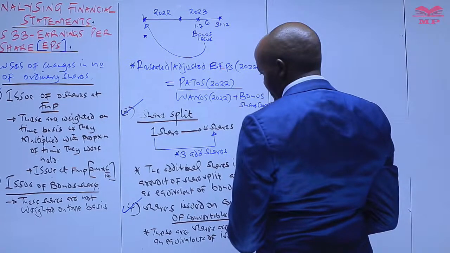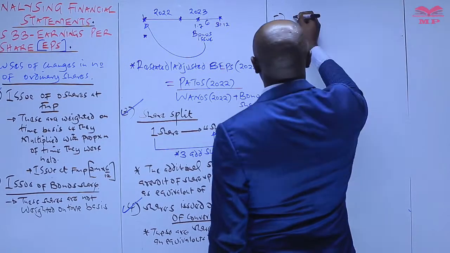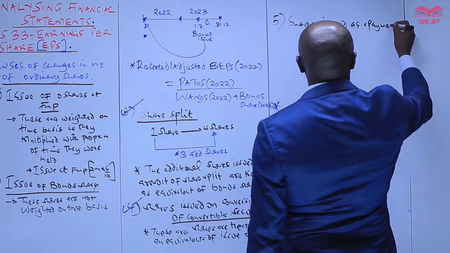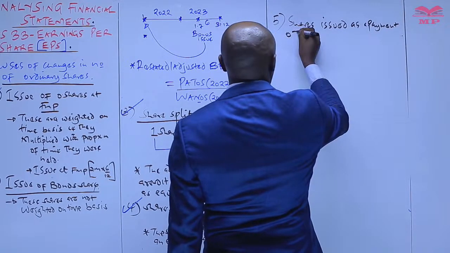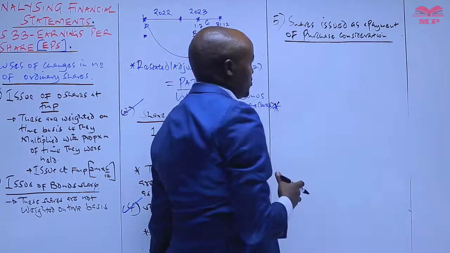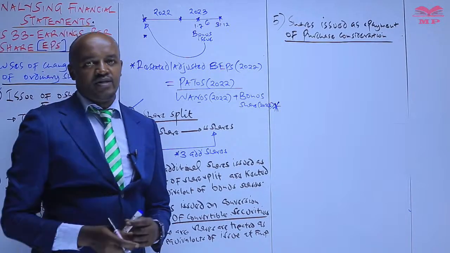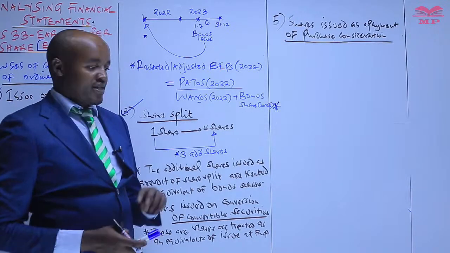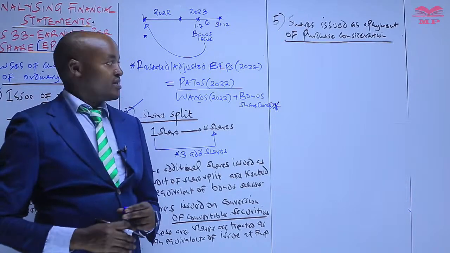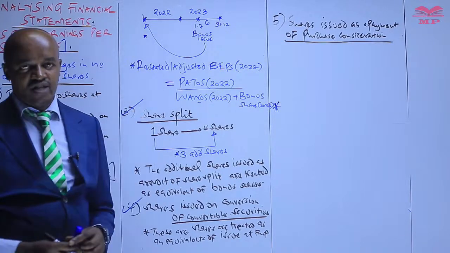Number 5, we have shares issued as payment of purchase consideration. So these are the shares which will be issued by the company under something called a share-based payment. So the company, for example, has acquired a subsidiary, or the company has bought some goods, or the company has been provided with some services, and the company will want to pay for those goods or services by issuing its own shares.